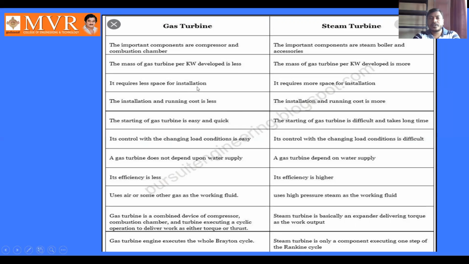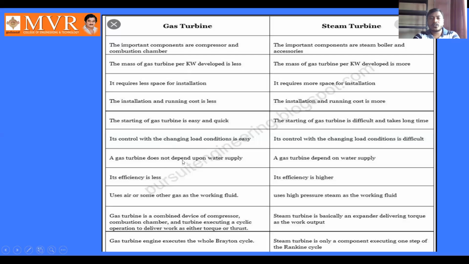The gas turbine requires less space for installation. The steam turbine requires more space for installation. The installation and running cost is low for the gas turbine, and the installation and running cost is more for the steam turbine. The starting of a gas turbine is easy and quick. The starting of a steam turbine is difficult and takes a long time. Its control with changing load conditions is easy. Its control with changing load conditions is difficult.